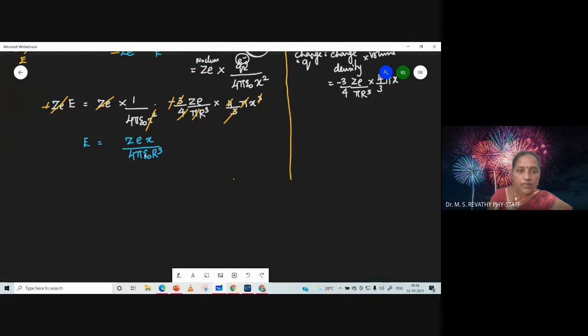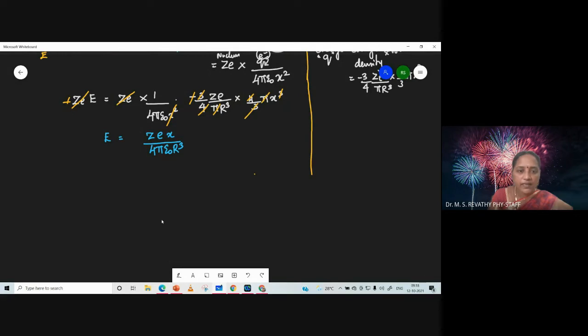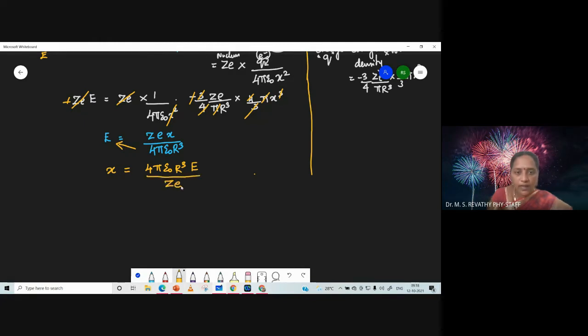Okay, so this equation, I can just rearrange this expression and I can get like this. So rearranging to get displacement, this 4 pi epsilon naught capital R cube goes to the left hand side and joins with capital E. This ZE will come to the denominator. I get x equal to 4 pi epsilon naught R cube E by ZE. So this is the expression for the displacement I have just calculated. Okay, what is the next step after displacement?